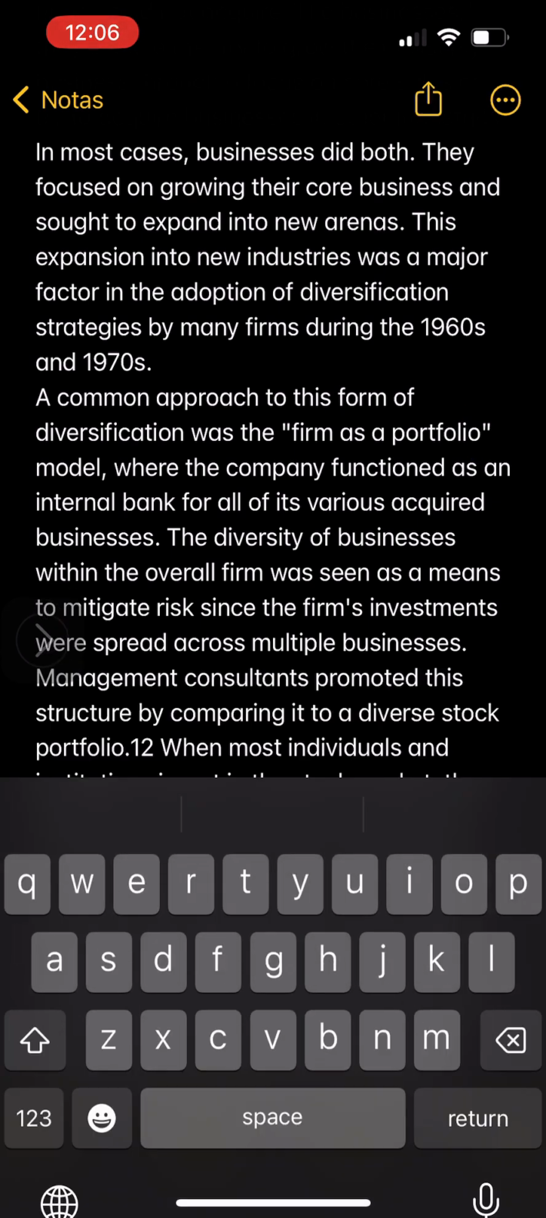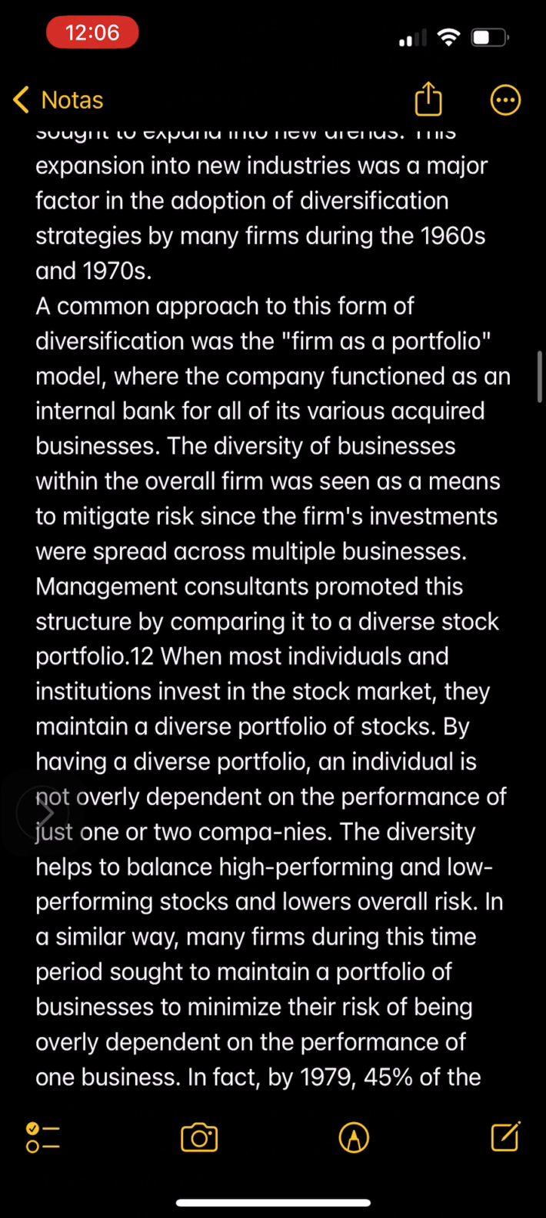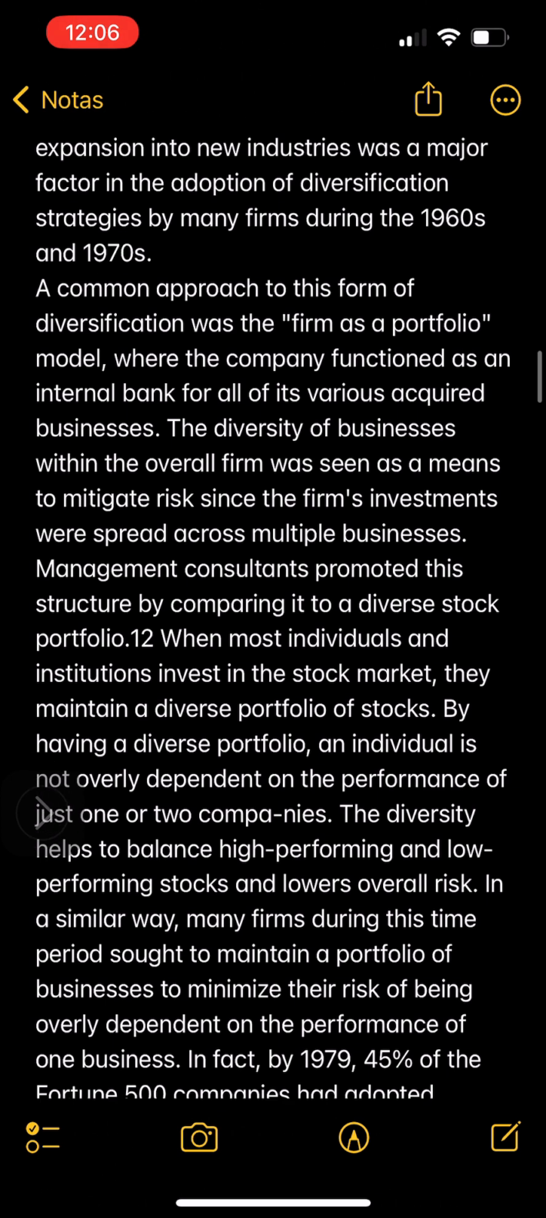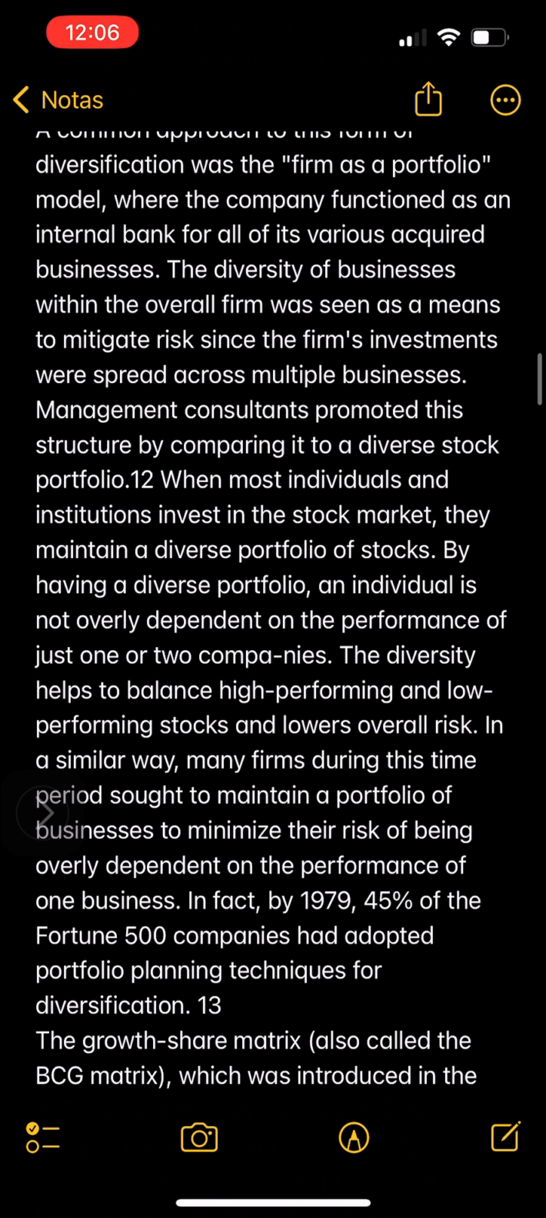When most individuals and institutions invest in the stock market, they maintain a diverse portfolio of stocks. By having a diverse portfolio, an individual is not overly dependent on the performance of just one or two companies. The diversity helps to balance high-performing and low-performing stocks and lowers overall risk. In a similar way, many firms during this time period sought to maintain a portfolio of businesses to minimize their risk of being overly dependent on the performance of one business. In fact, by 1979, 45% of the Fortune 500 companies had adopted portfolio planning techniques for diversification.